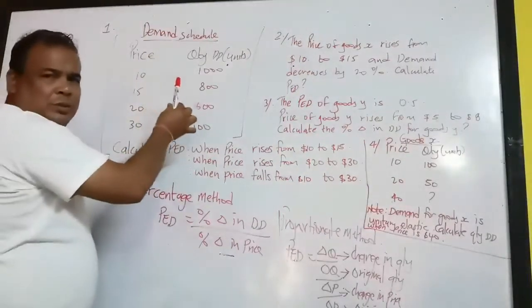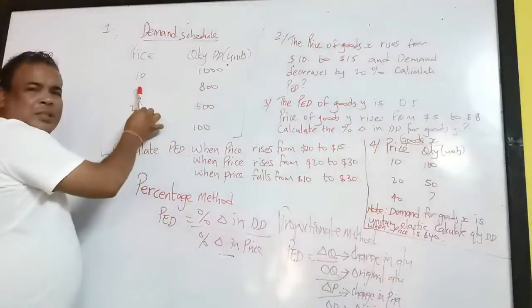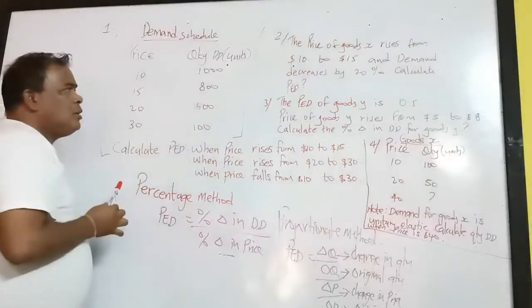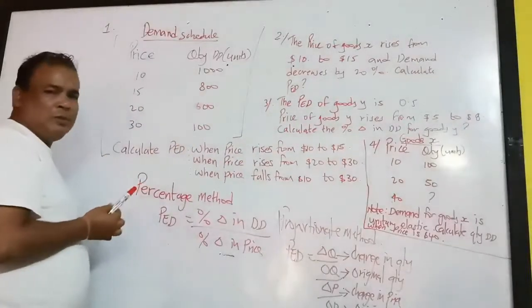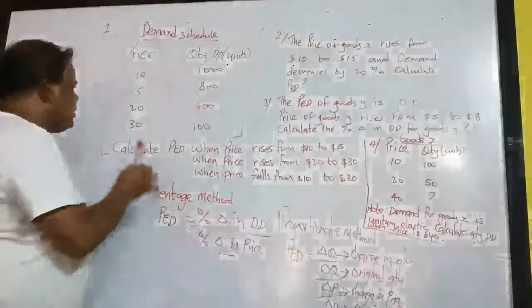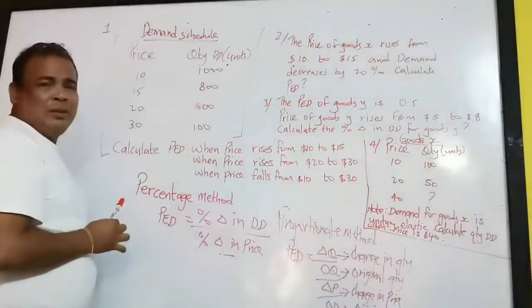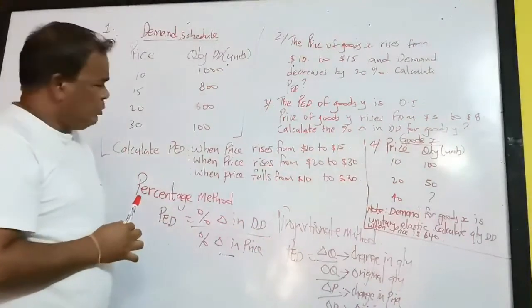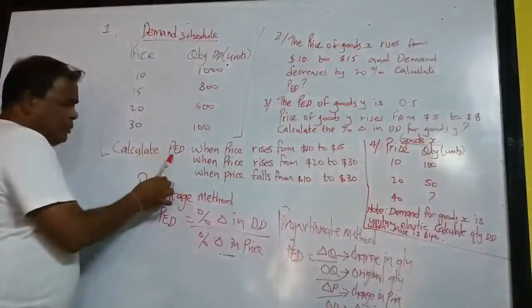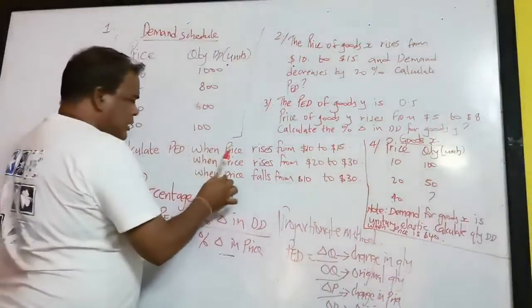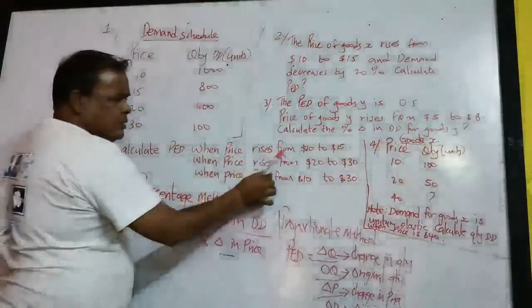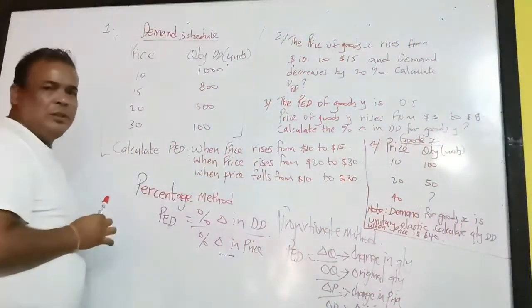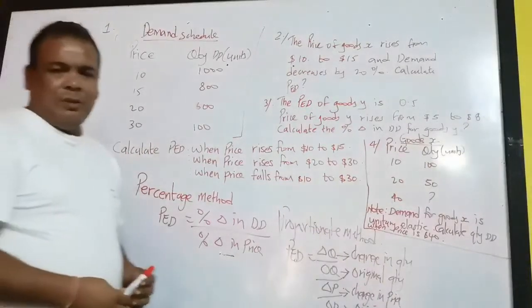Now, let us see this one. This is a demand schedule for a particular customer. When the price is 10, the customer will buy 1,000 units. When price rises, he will buy 800 units. This is the law of demand. When price rises, demand will decrease. When price is 20, he is going to buy 600 units. And when the price is 30, he is going to buy 100 units. Now, we are asked to calculate price elasticity of demand when price rises from 10 to 15.